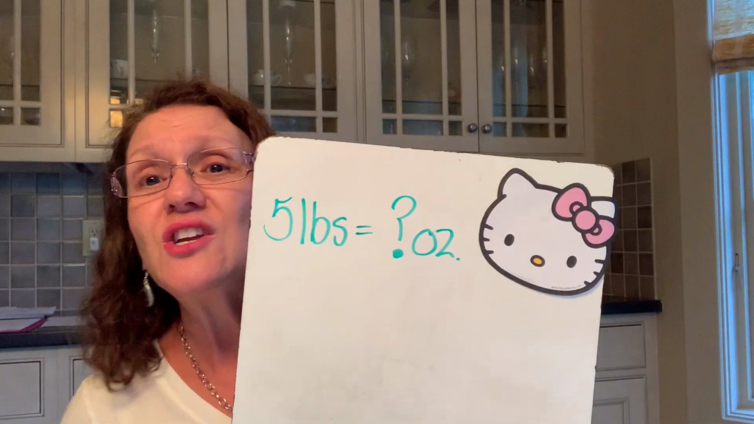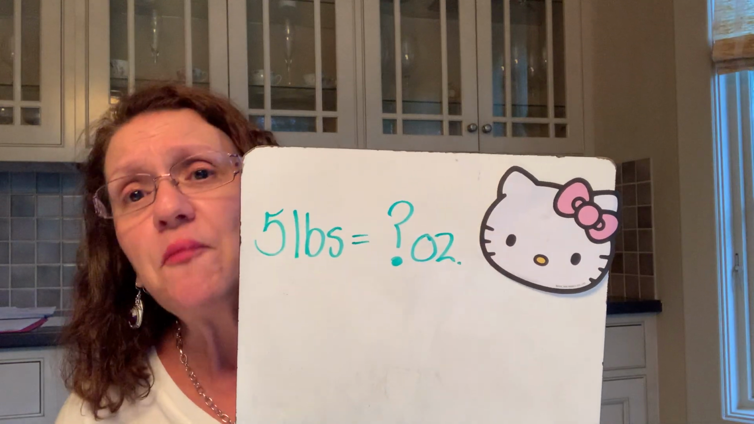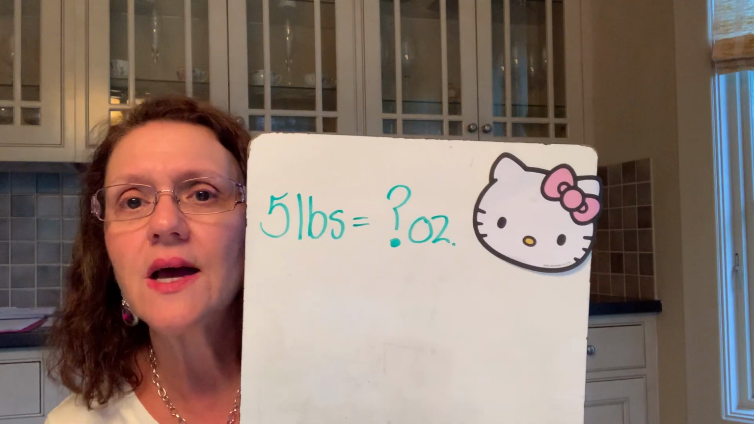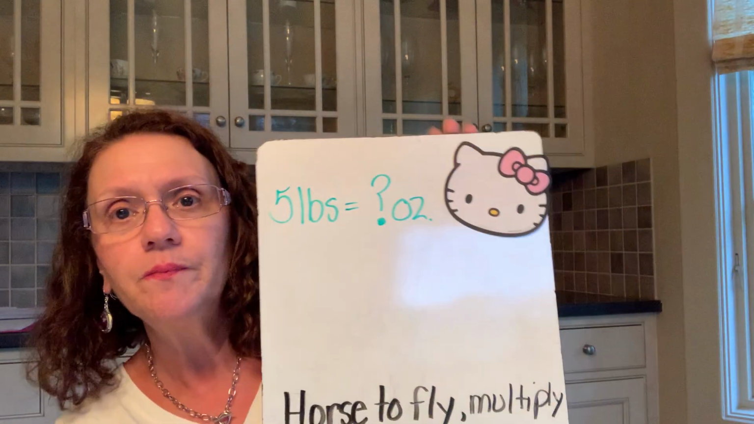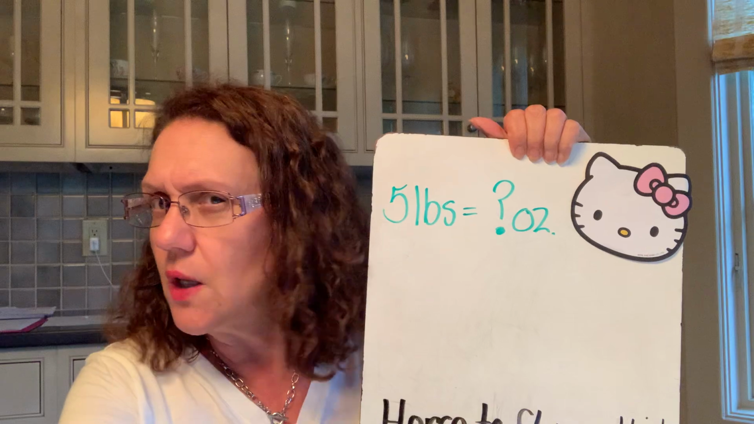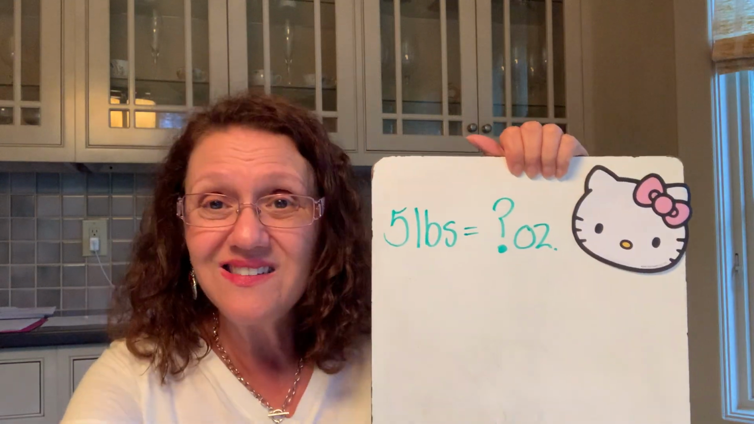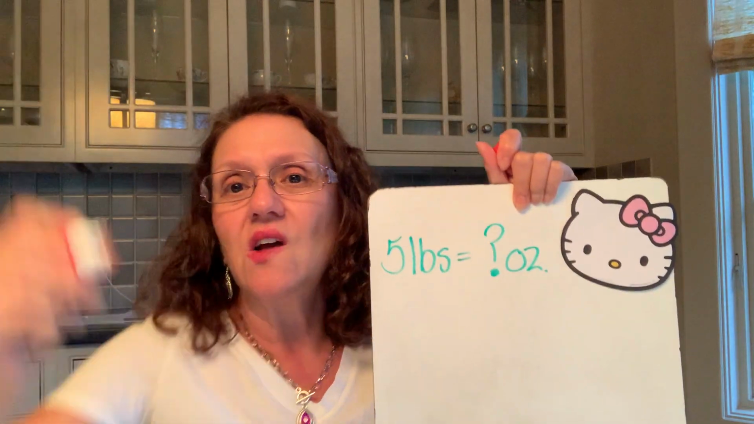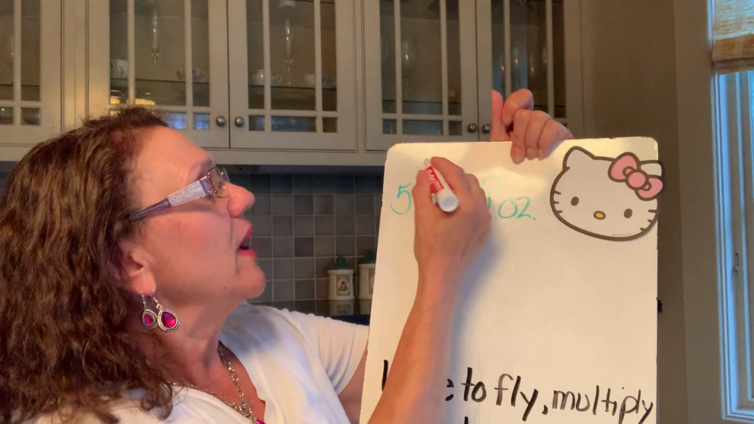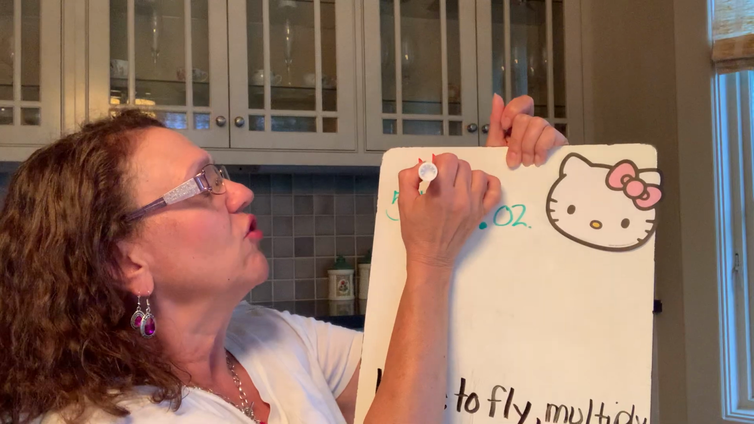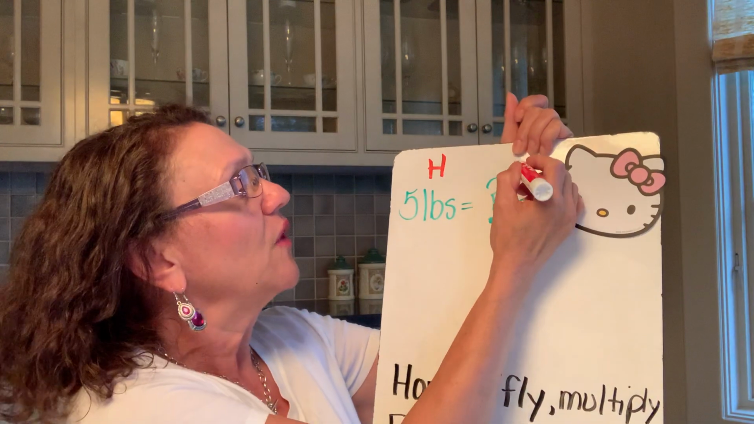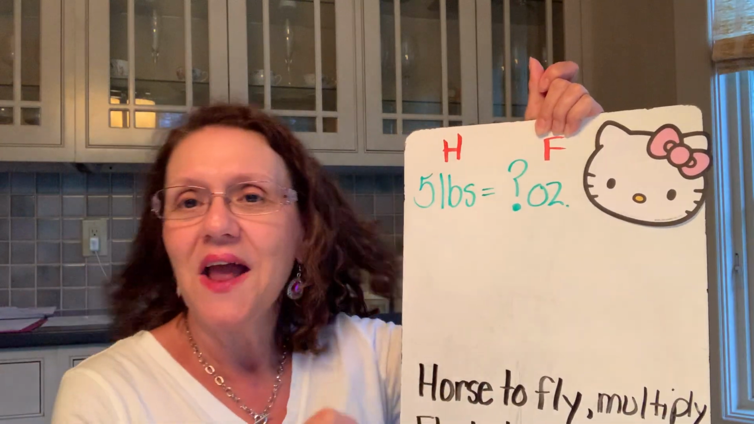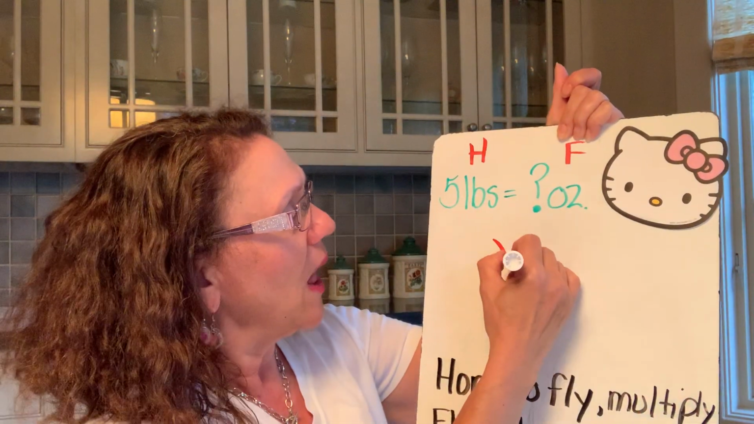So here's a question. If we have 5 pounds of chocolate and we want to know how many ounces that is, the first thing we need to do, and this is a little bit different from distance because I forgot, sorry, is we're going to label which one's the horse and which one's the fly. So pounds are bigger, so pounds is the horse. I like to put an H up there, which means ounces are the fly. And then I can do my rhyme. Horse to fly, multiply. So I put my multiply.